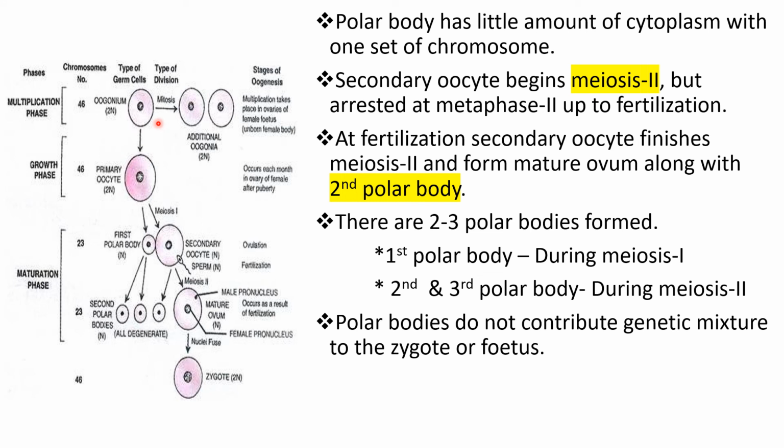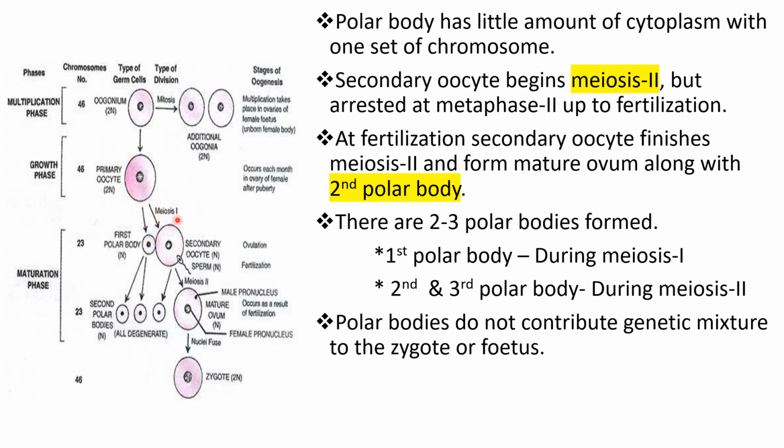Then the primary oocyte enters the second phase, that is the growth phase. During the growth phase, the primary oocyte increases in size. The reason is the accumulation of nutrients and other substances. It occurs each month in the ovary of the female after puberty. Multiplication phase happens before the birth. The growth phase occurs after puberty. Then after completion of the growth, the primary oocyte enters the maturation phase.